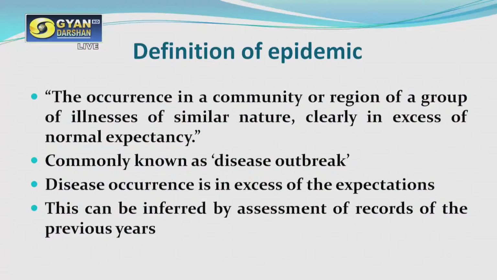Epidemic is also commonly known as an outbreak. So you should be clear about what an outbreak is. An epidemic can be told as an outbreak. So disease occurrence is in excess of the expectations. This can be inferred by the assessment of records of the previous years. Like, how will you come to know, if you are working in a particular health facility now, and you find that in the total month there are this many cases of a particular disease, suppose diarrheal diseases.